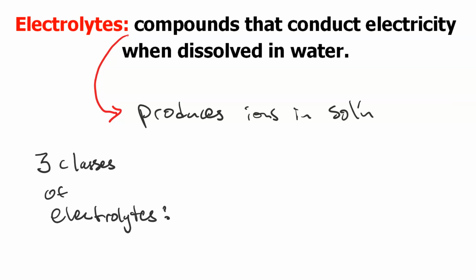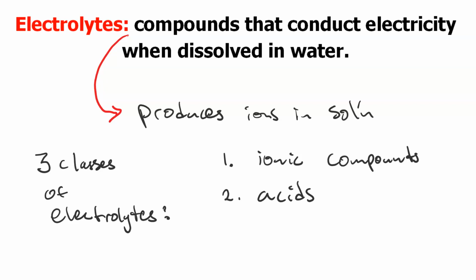There are three classes of electrolytes. I bet you all already know that ionic compounds are electrolytes. They will dissociate into ions in water. What are the two others? Well, acids for one. Acids ionize to make an H+ and an A- ion, where A just stands for some generic anion.